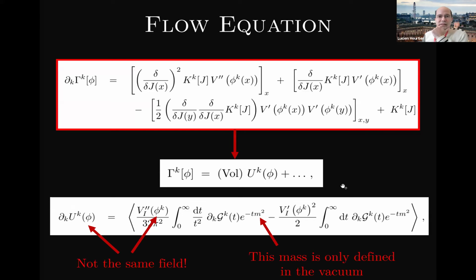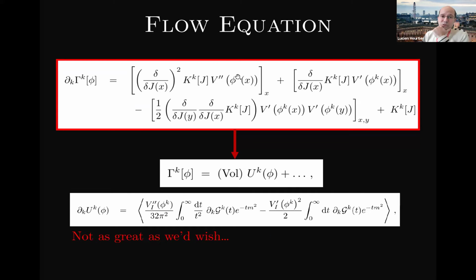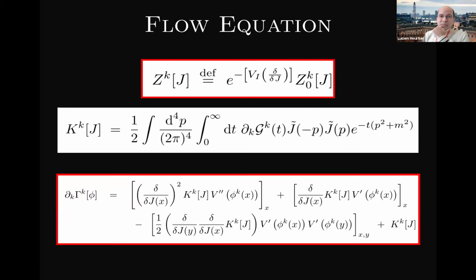Now, it's important to realize that the fields that appear as an argument of those potentials here are not the same as the field on the left, because in principle you obtain this field phi k by taking derivatives, delta over delta J, of the regularized action, not of the full partition function without regularization, the one which is regularized, so the one which is coarse-grained.